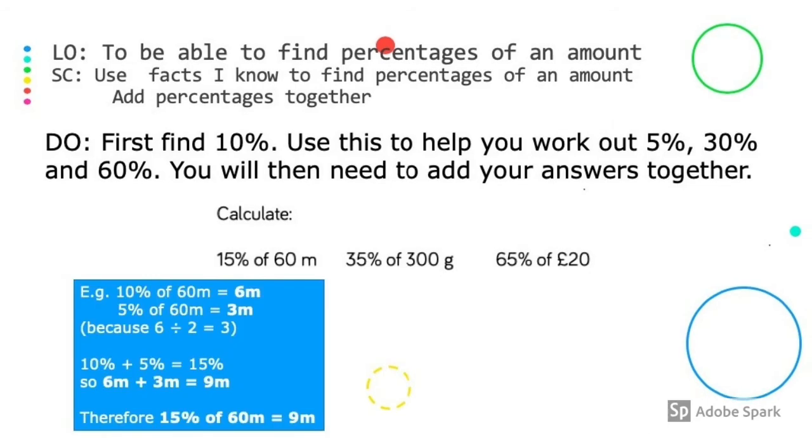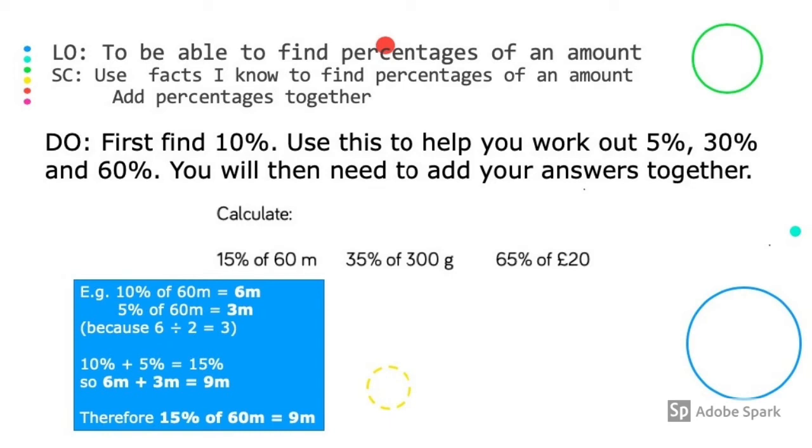15% can be partitioned into 10% add 5%. Partitioning means basically to split a number up. Once we've split or partitioned our percentage, we can work out what the value of each part is. 10% of 60 metres equals 6 metres. 5% of 60 metres equals 3 metres. Because 6 divided by 2 equals 3.